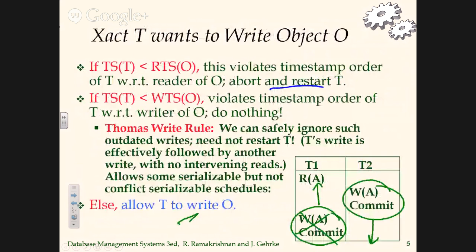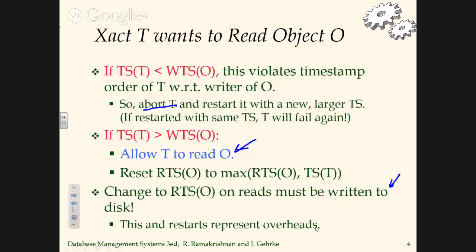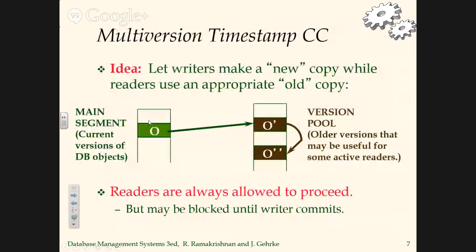Now, if we go back to the timestamp, what was the reason to abort a reader? Well, it was if somebody had overwritten what you wanted to read. But in multiversion, we don't overwrite. So we still have the copy in effect. And that's why readers can always proceed, or they will never be aborted.